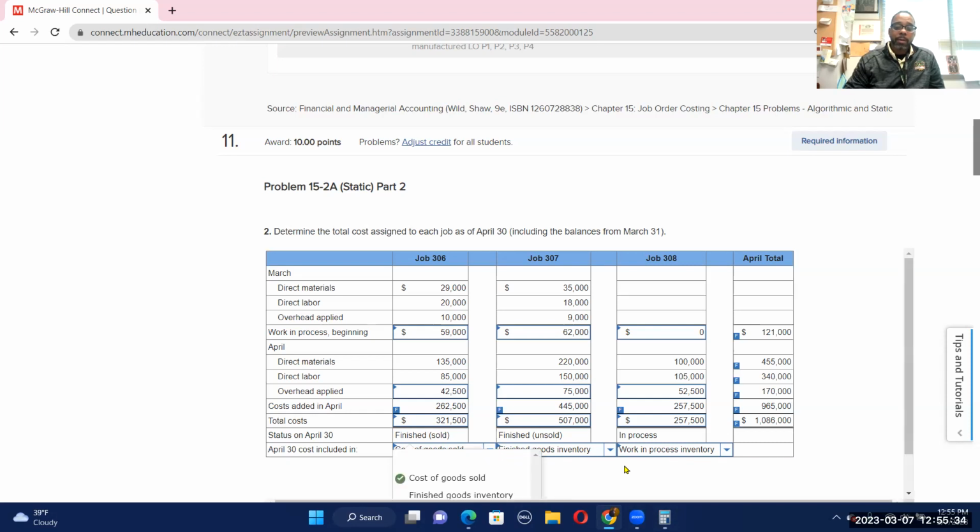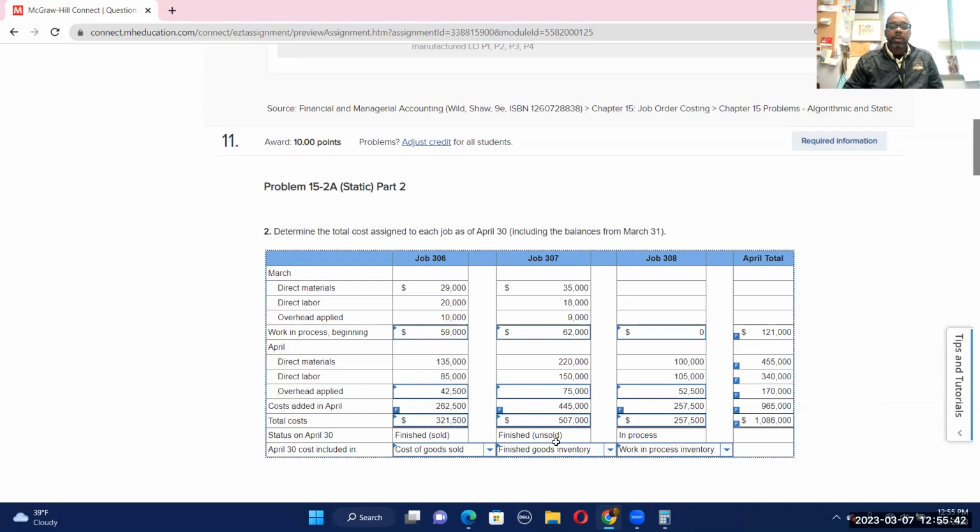As I stated before, finished and sold is cost of goods sold. That's what this drop down is about. Finished and unsold is finished goods inventory. In process is work in process. That's how you would complete the first step.